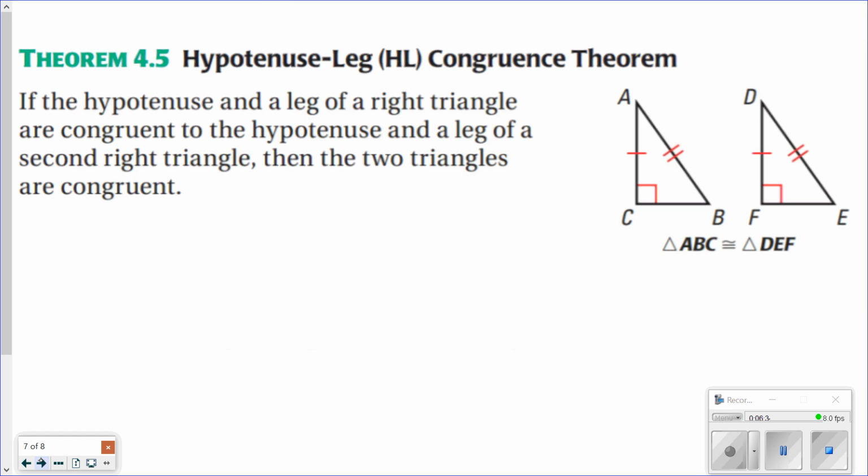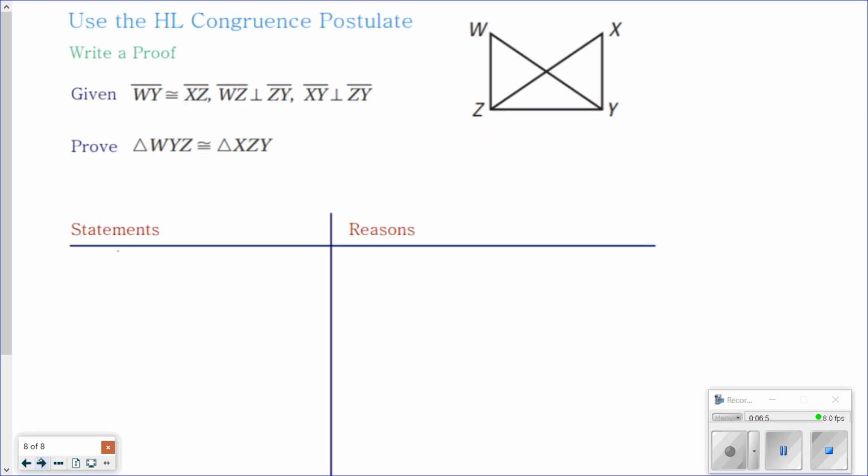Lastly, the hypotenuse leg congruence theorem. If the hypotenuse and a leg of a right triangle, this only works for a right triangle, are congruent to the hypotenuse and the leg of a second right triangle, then the two triangles are congruent. All right, so let's use the hypotenuse leg congruence postulate. We want to write a proof. So we are given that segment WY is congruent to segment XZ. WZ is perpendicular to segment ZY, and XY is perpendicular to ZY. We want to prove that these two triangles are congruent.